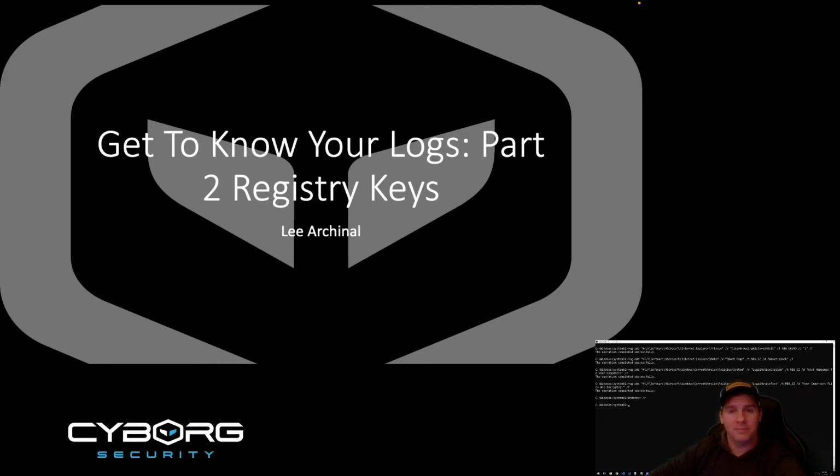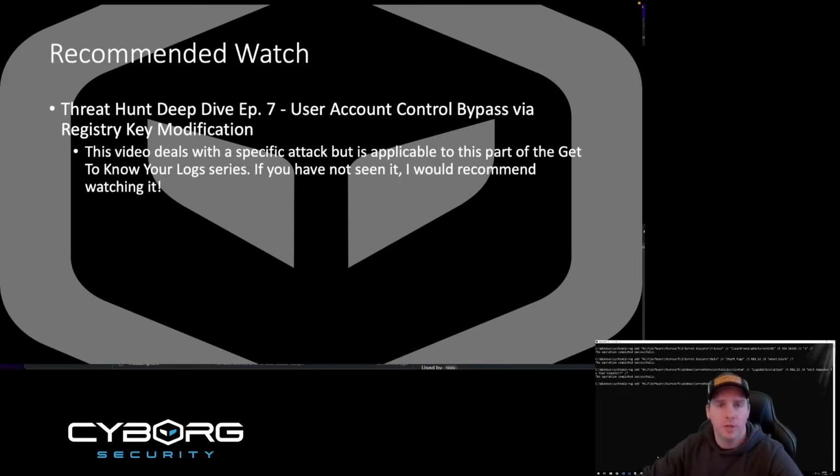Alright, let's get going. Before we get started, I do want to recommend another video that I created titled Threat Hunt Deep Dive Episode 7, User Account Control Bypass via Registry Key Modification. This video talks about a specific attack where a threat actor can modify a specific registry key to gain privilege escalation. I would recommend watching this after we cover registry keys and what they do, so you have a better understanding of what they can do, what information is within, and how this can affect it. It was a really fun episode. The user account control bypass topic is very interesting to me, so I would recommend going to watch it right after this, while it's fresh in your head.